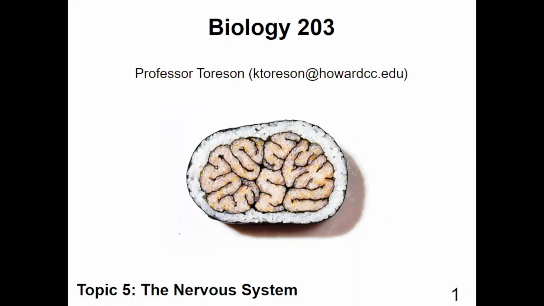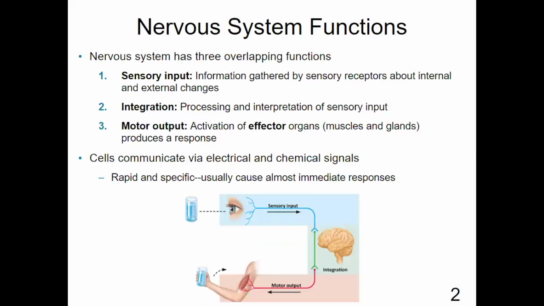This is the recorded lecture for Topic 5, the nervous system. The nervous system has three overlapping functions. The nervous system is in charge of gathering information from the sensory receptors and processing that information. It is also responsible for designing and producing the response to the sensory input.